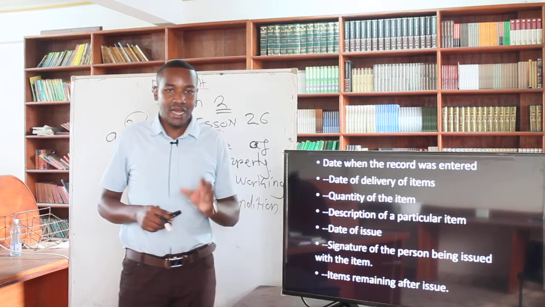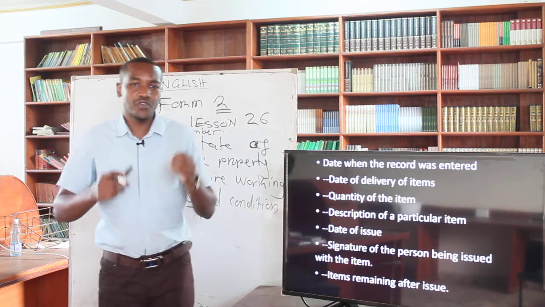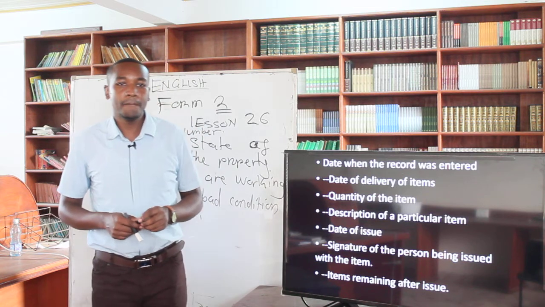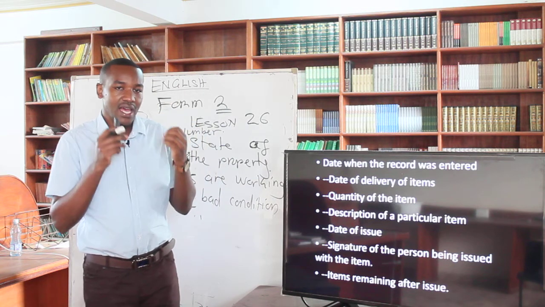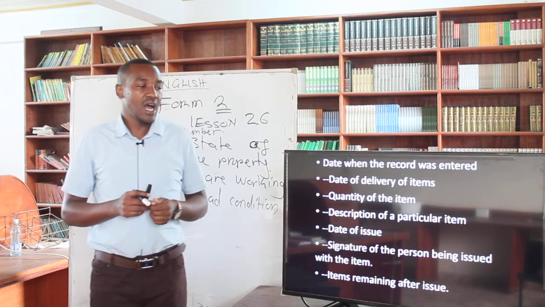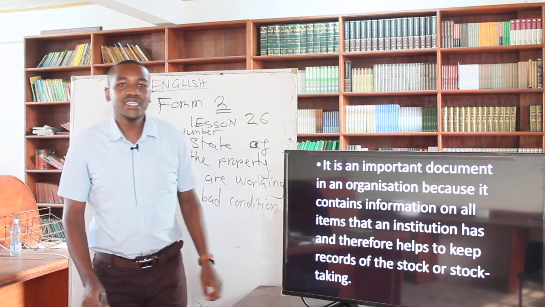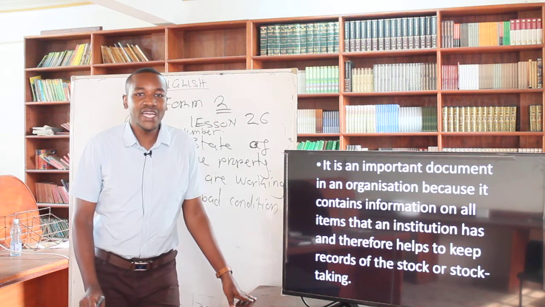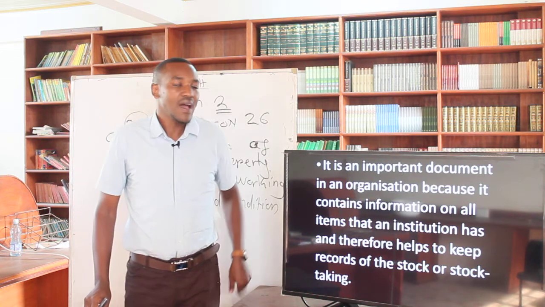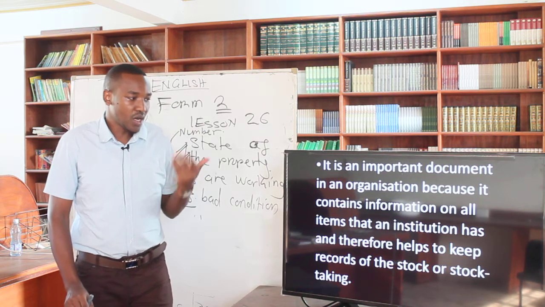Then the description of a particular item. Each item is given a description of how it is. Then the date of issue, and the signature of the person being issued with the item. And then items remaining after issue. How many items remain after issue? It is an important document in an organization because it contains information on all items that an institution has, and therefore helps to keep a clear record of the stock, or stock taking.